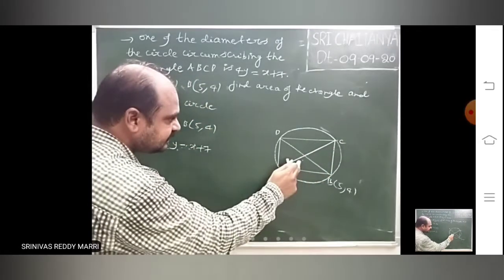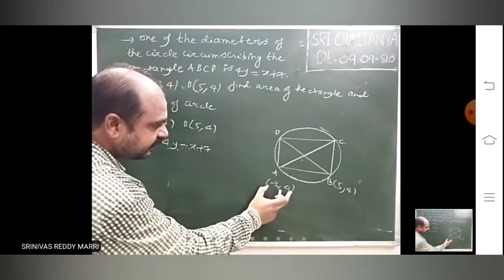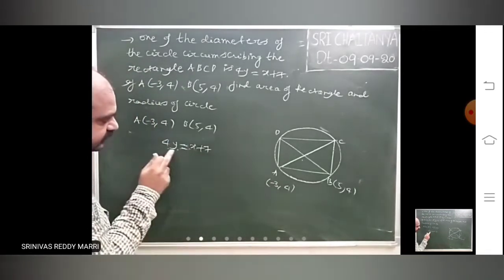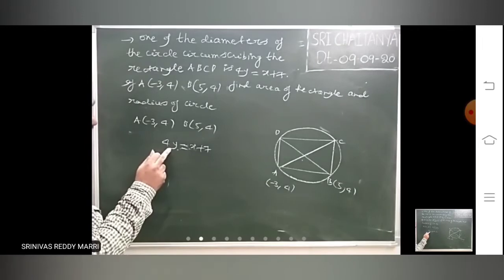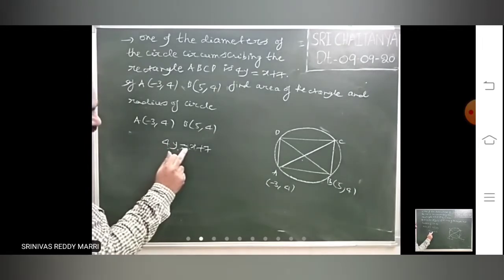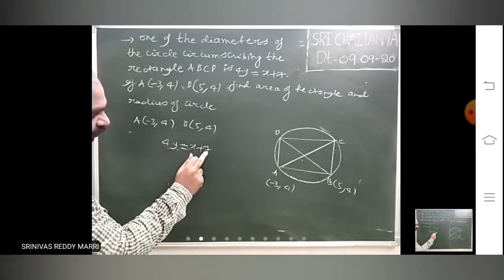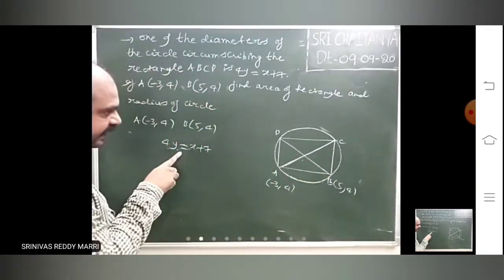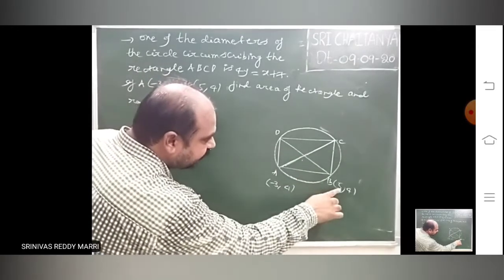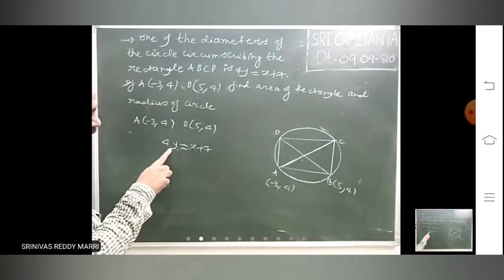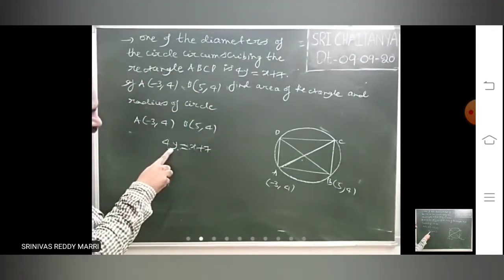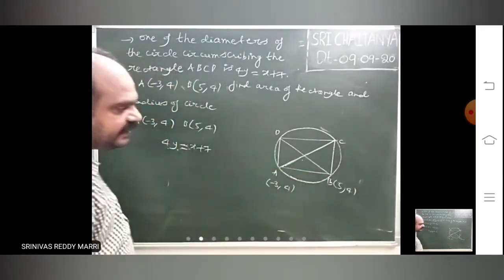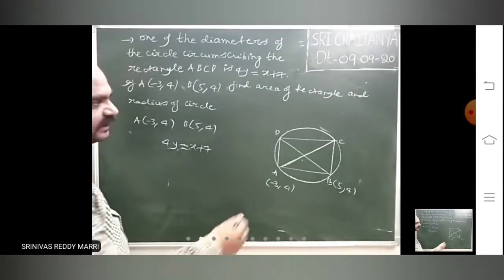Whether this line is this diagonal or not, you can easily check. Check whether this point lies on this line or not. If you substitute this point here, you will get 16 on one side and 7 minus 3, which is 4, on the other. So AC cannot be this diameter. Similarly for 5 comma 4, if you substitute here, 16 equal to 12. So this line is not AC or BD, because these points do not lie on this line.